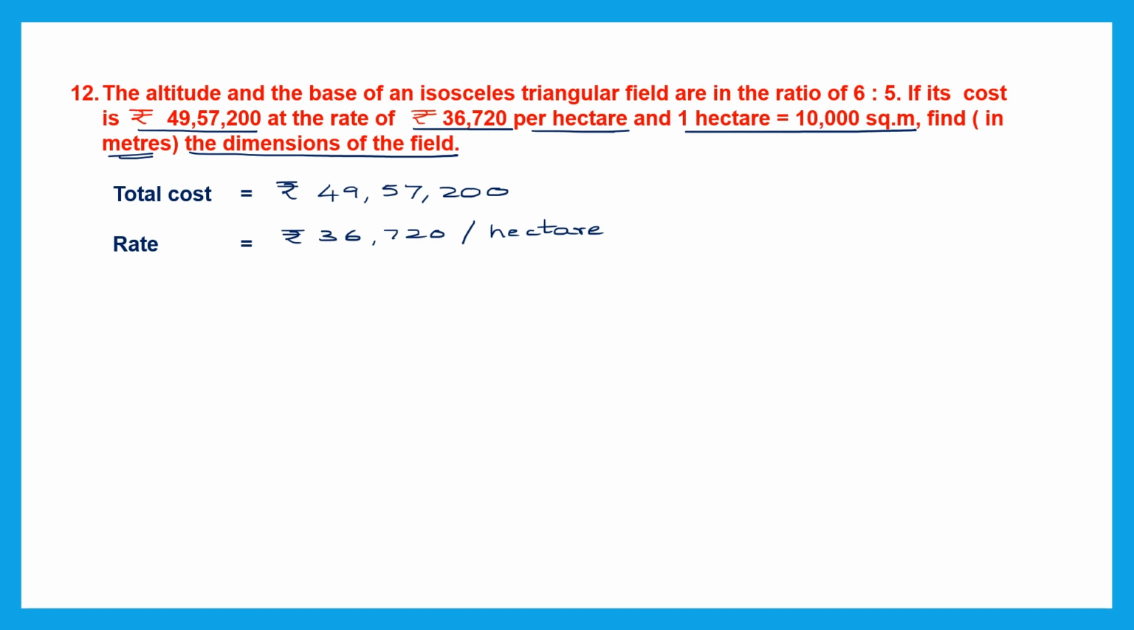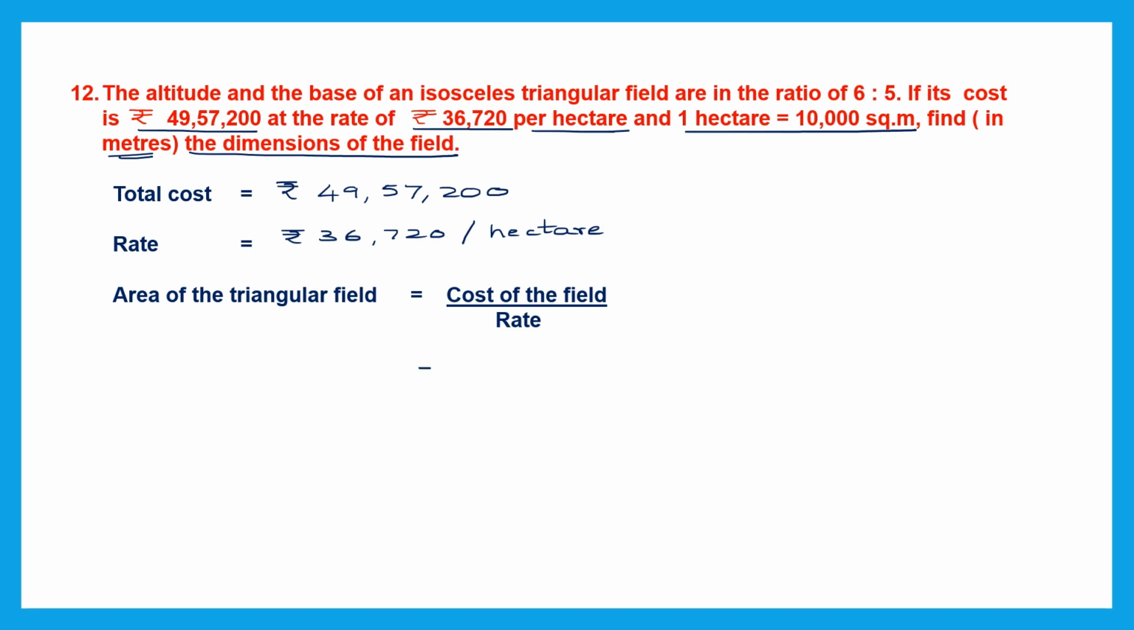Now we are asked to find the area. So once we find the area, we can find the dimensions of the field. Now to find the area when the total cost and the rate are given, what do we do? We say area is cost of the field divided by the rate. So when we divide these two, we get the area of the field. Okay, so let's do that.